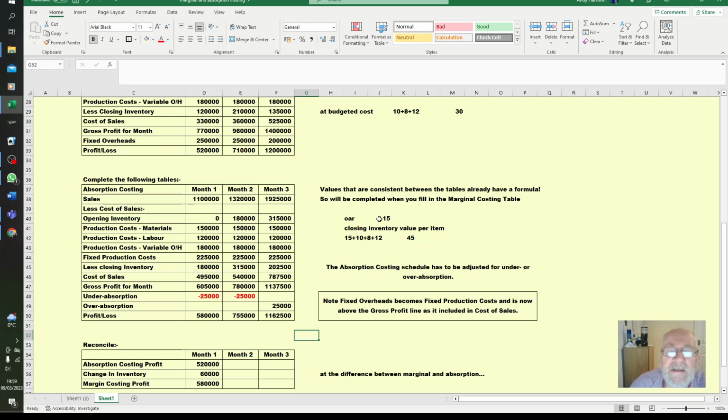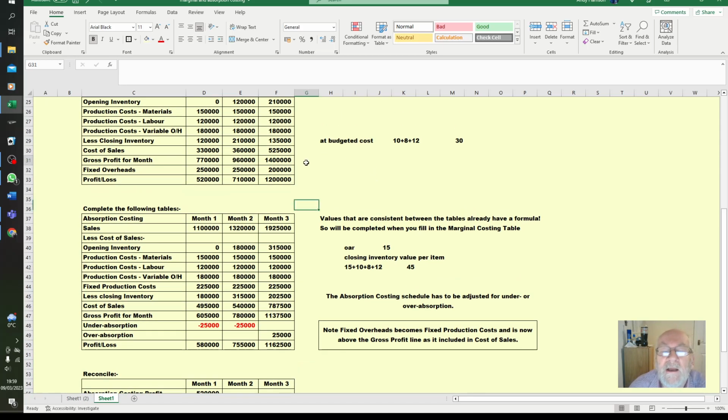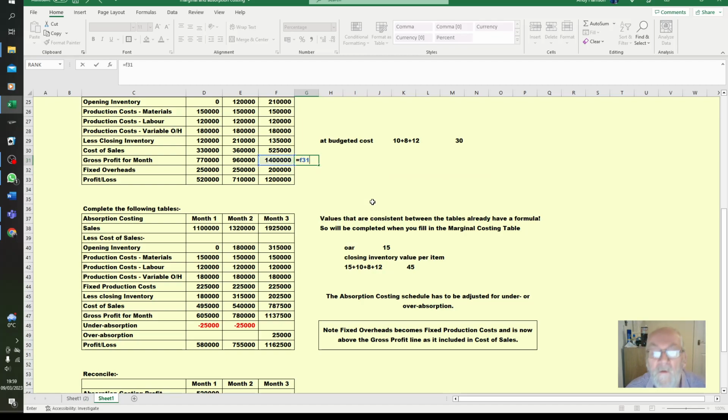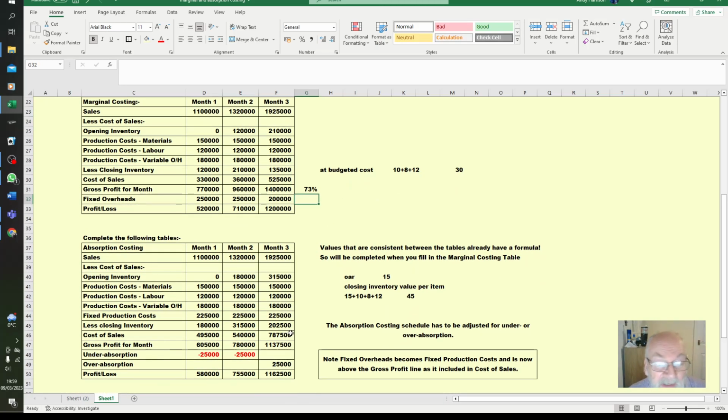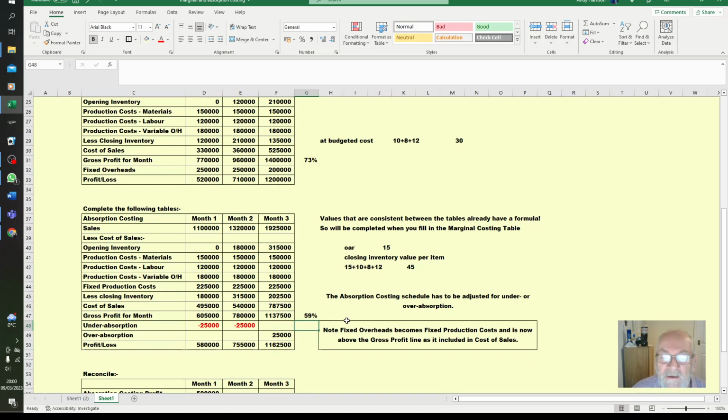If we did it as a percentage, let's just do the 1 month just to have a look. Because if you were sat there in an AGM doing a quick set of ratios, so if we did the gross profit, I think I got that right, F23, 73%. Gross profit here, we'll just do month 3 again. 59%. If you didn't know what was happening, you could be alarmed.